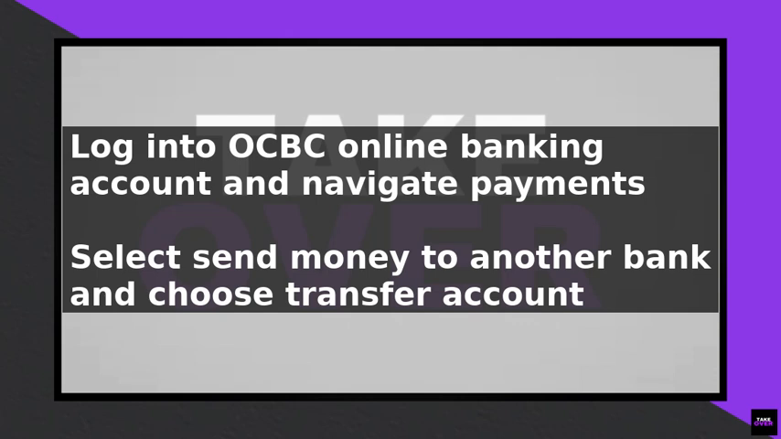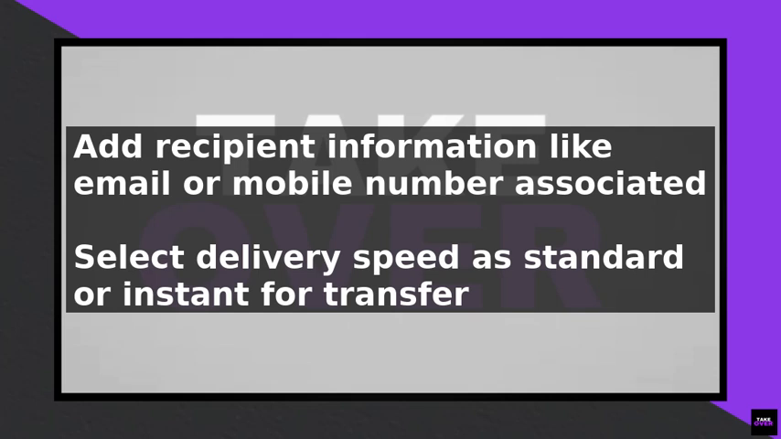Enter the recipient's information and select the delivery speed, which can be standard or instant. Review the transfer details, including the amount, recipient information, and any applicable fees. If everything is correct, confirm the transfer. The funds will be sent from your OCBC account to the recipient's Zelle account.